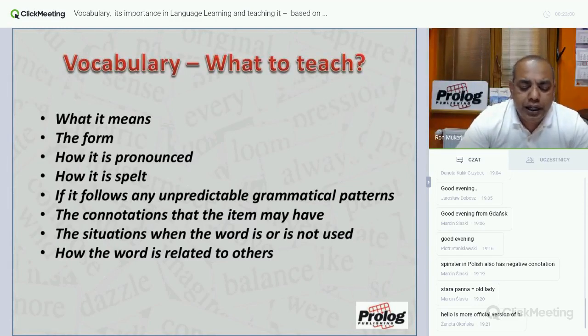Then we need to look at how a word is related to other words. What that really means is synonyms, antonyms, lexical sets. So that's why we teach vocabulary in lexical sets. If you are teaching the word socks, think, why would you even teach that word? You're teaching that word because you're probably doing a lexical set of clothes, and socks will go with other parts of clothing, like shirt, skirt, shoes, the rest of it.